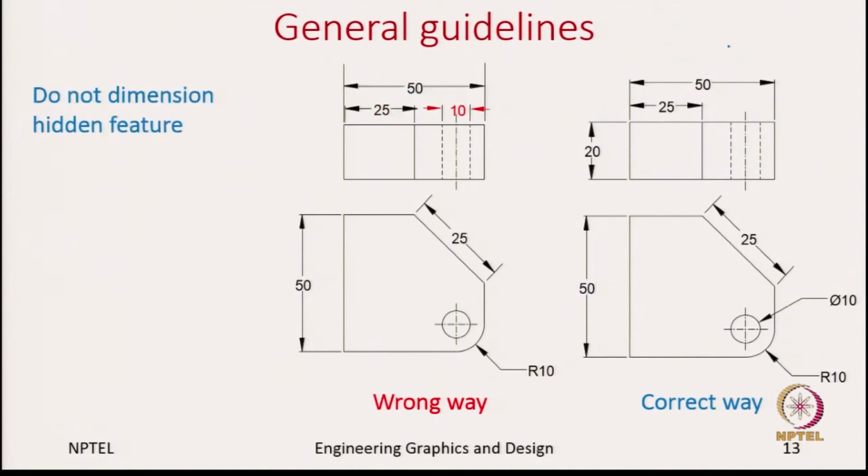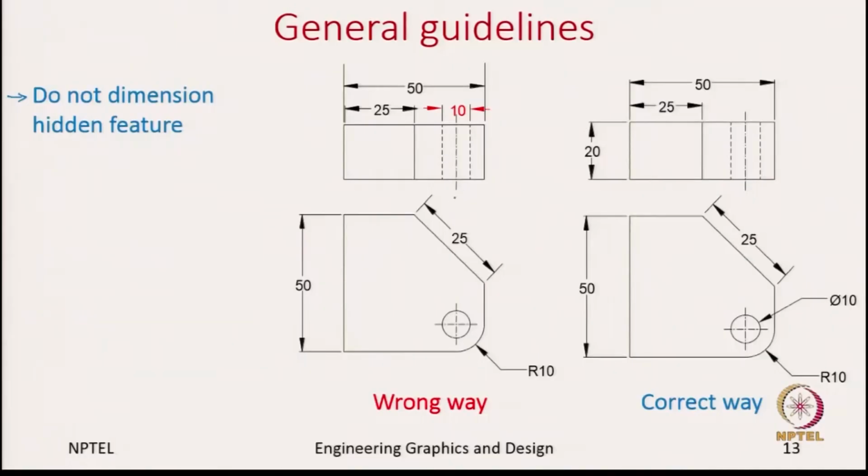Okay. So, we also say that do not dimension the hidden features. So, hidden features, as you know, we are showing just for additional information. We do not want to show too much information, and so we say that, for example, here this hole, which is of diameter 10, we need to avoid dimensioning using these hidden lines.